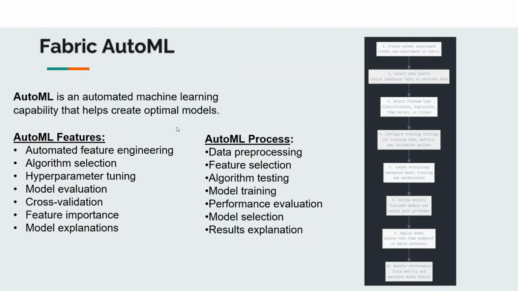Fabric AutoML is an automated machine learning capability that helps create optimal models, based on the data that you give it and some options that you select. The features include feature engineering, so it does some of that for you. It creates variables that are predictive based on your model and your data. Instead of you having to explore and do that work, it tries to come up with its own set of variables that will predict whatever you're trying to predict.